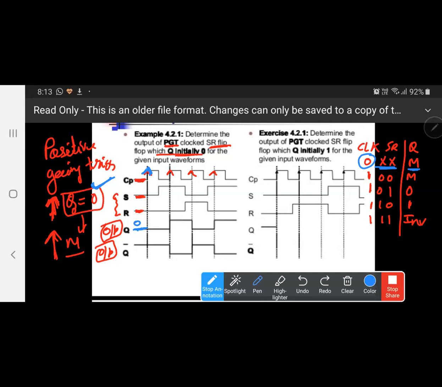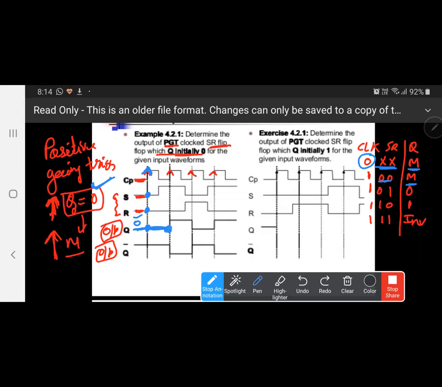Now it's the time for the clock. This is the time where the flip-flop is getting the clock. So here we need to check what is the value of S and R. Both values are 0, 0. If both are 0, it will work as a memory. What is in the memory now? 0. So it continues to be 0 till the next edge. Clear?